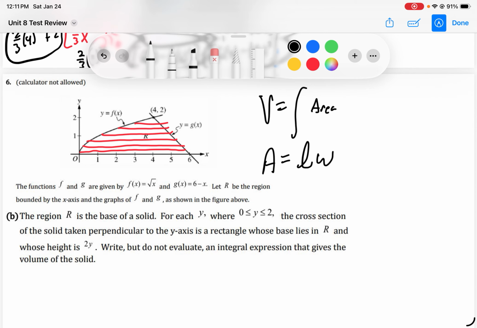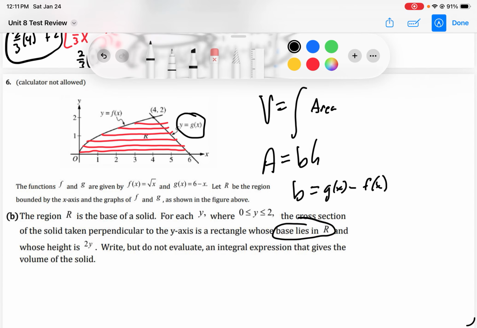The base lies in R, so it's each one of those red ones. Usually, if I want to find the distance between two functions, I do top minus bottom. But this way we're going left and right, so I do right minus left. The function on the right is g, so the base is equal to g of x minus f of x.